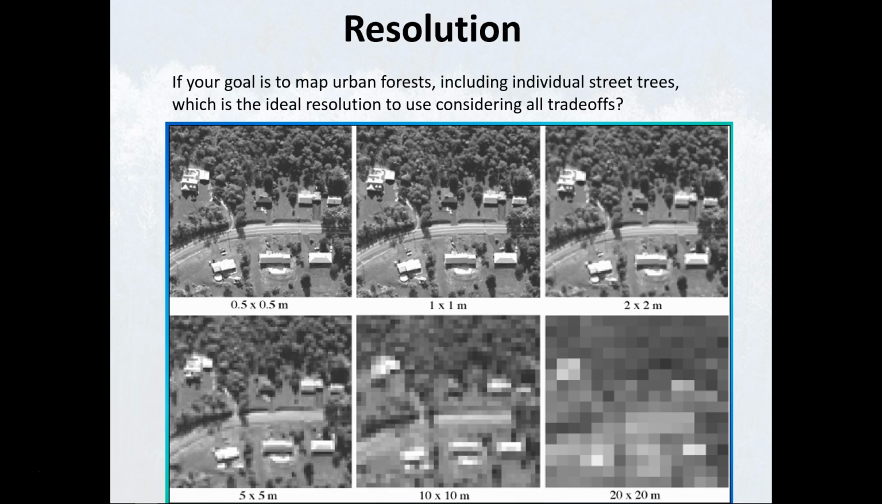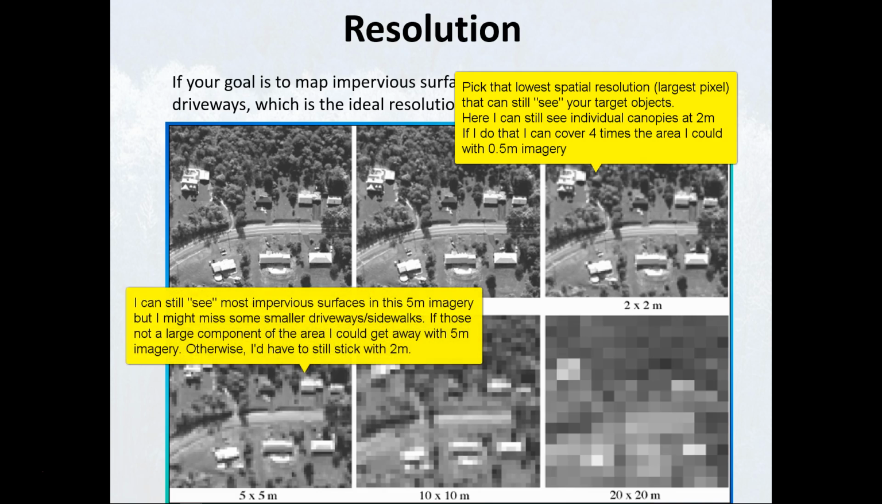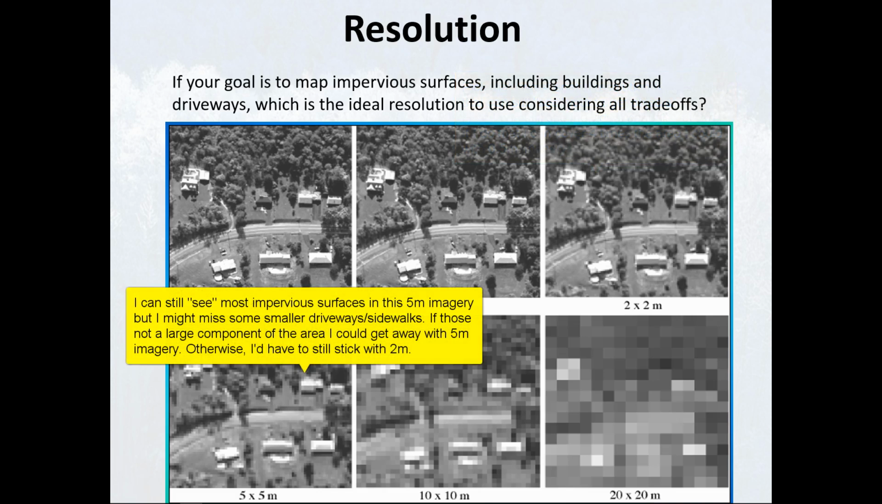Okay, so now it's time to don your analyst cap and answer a few image resolution scenarios given the trade-offs I just discussed. So if your goal is to map urban forests, including individual street trees, which is the ideal resolution to use? If your goal is to map impervious surfaces, including buildings and driveways, which is the ideal resolution to use?